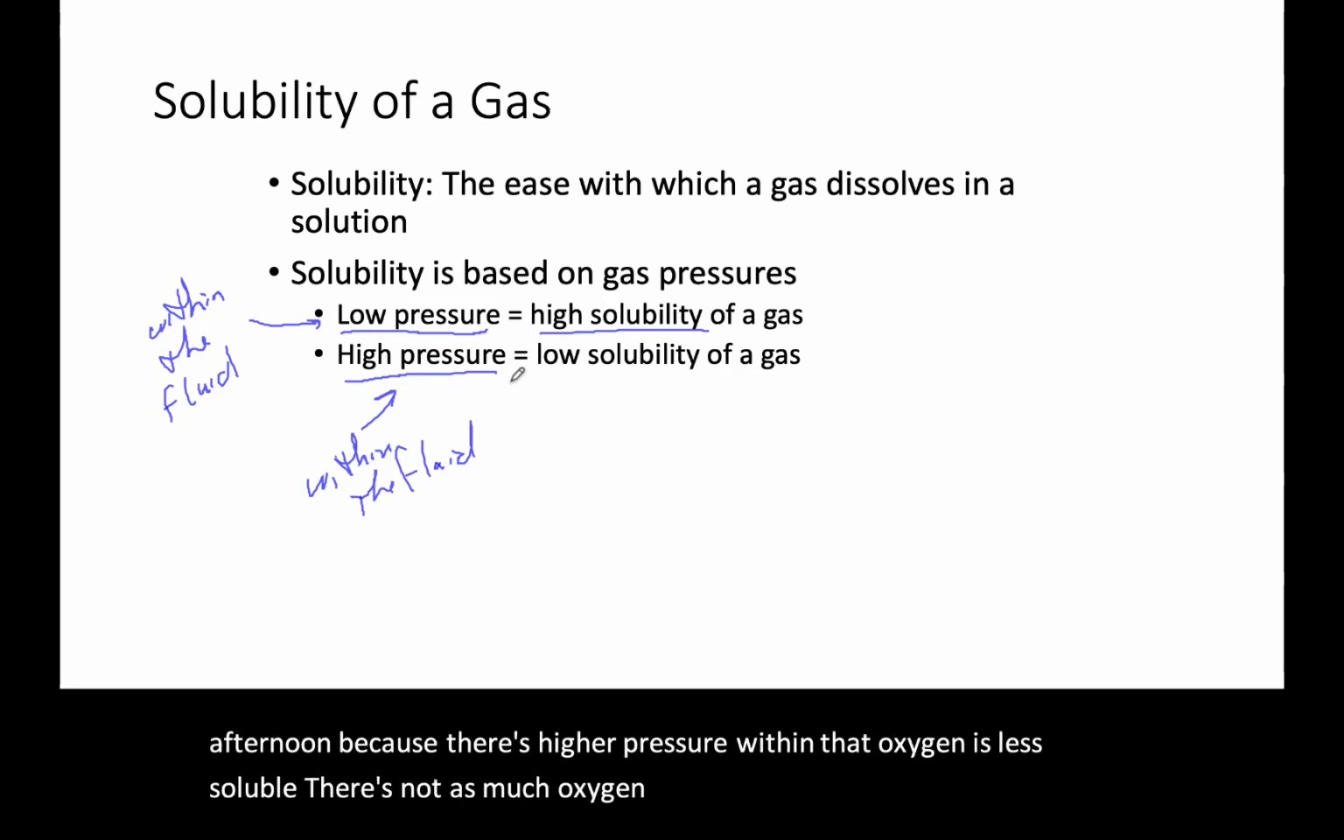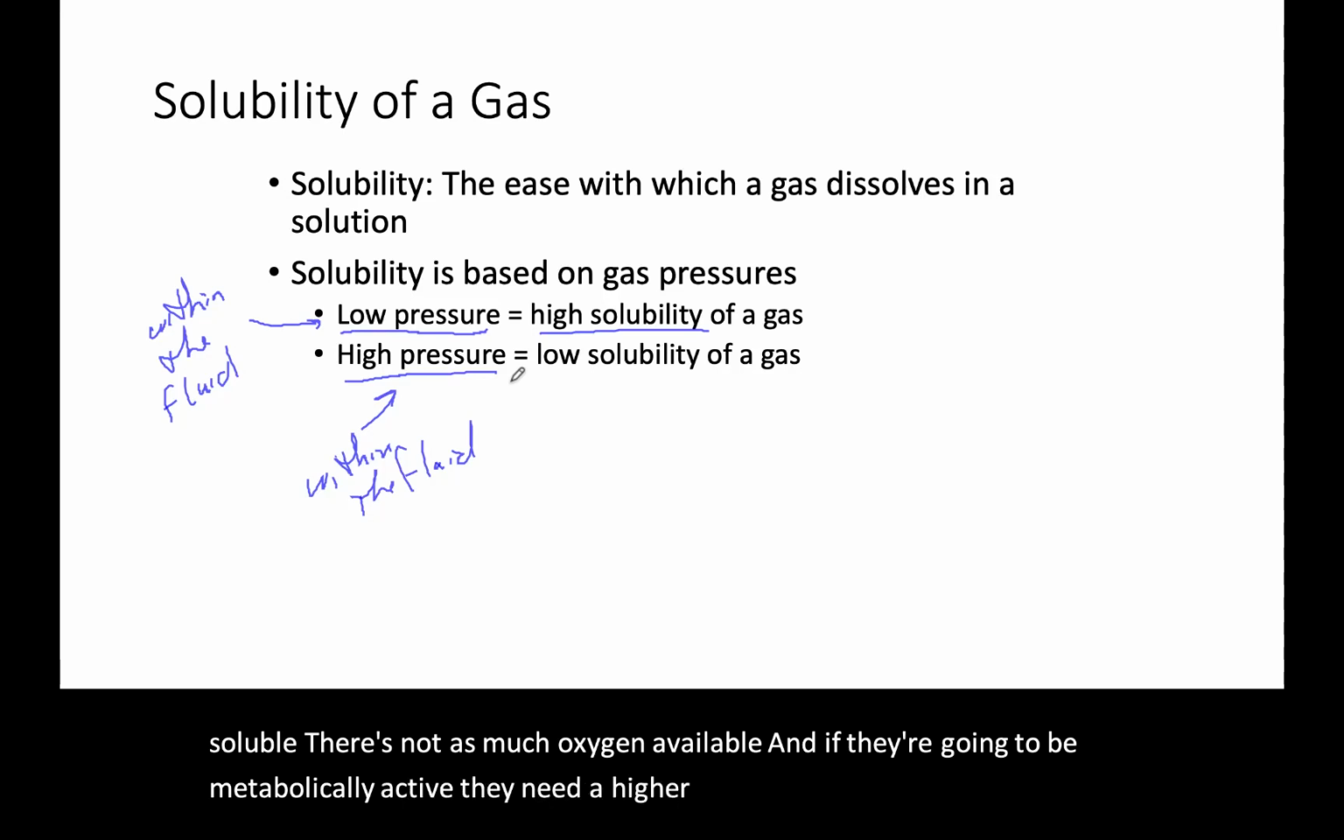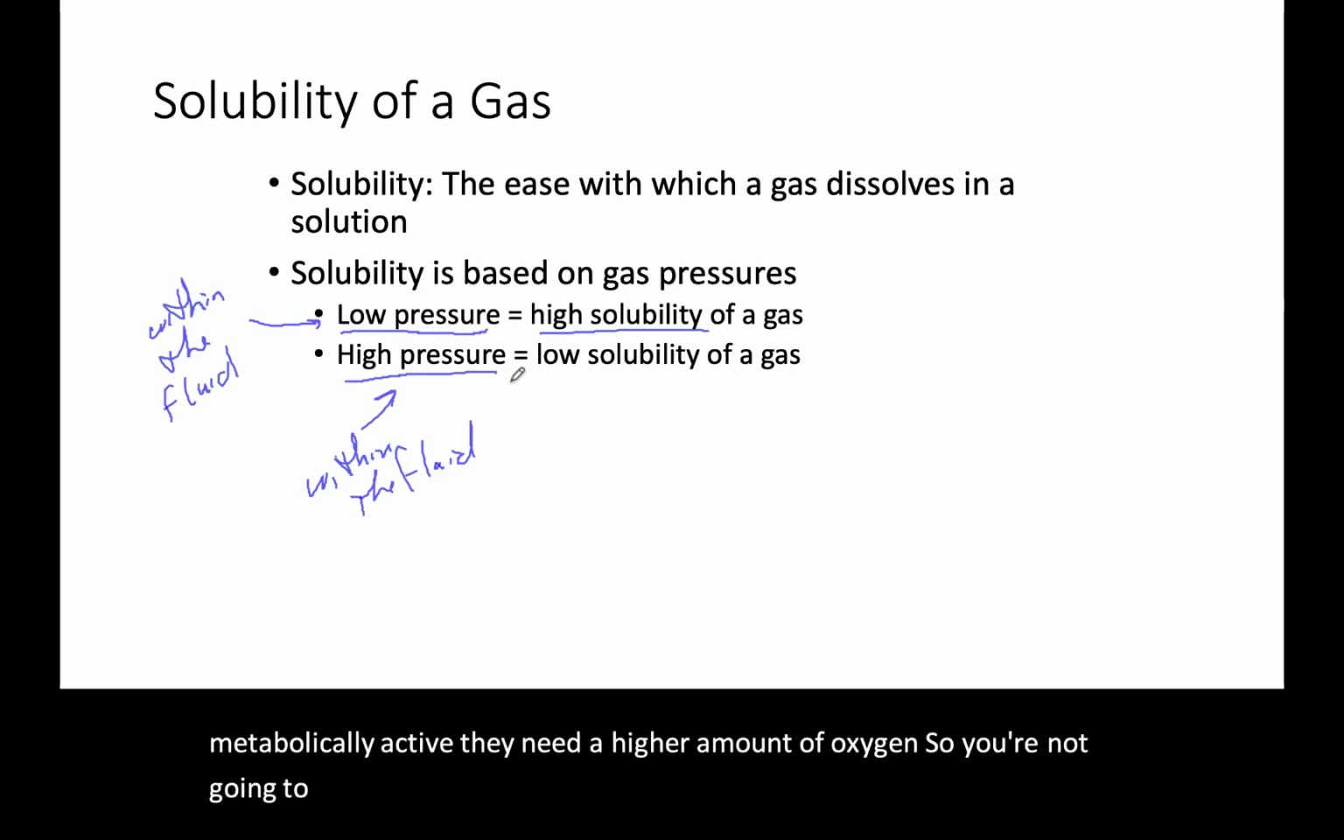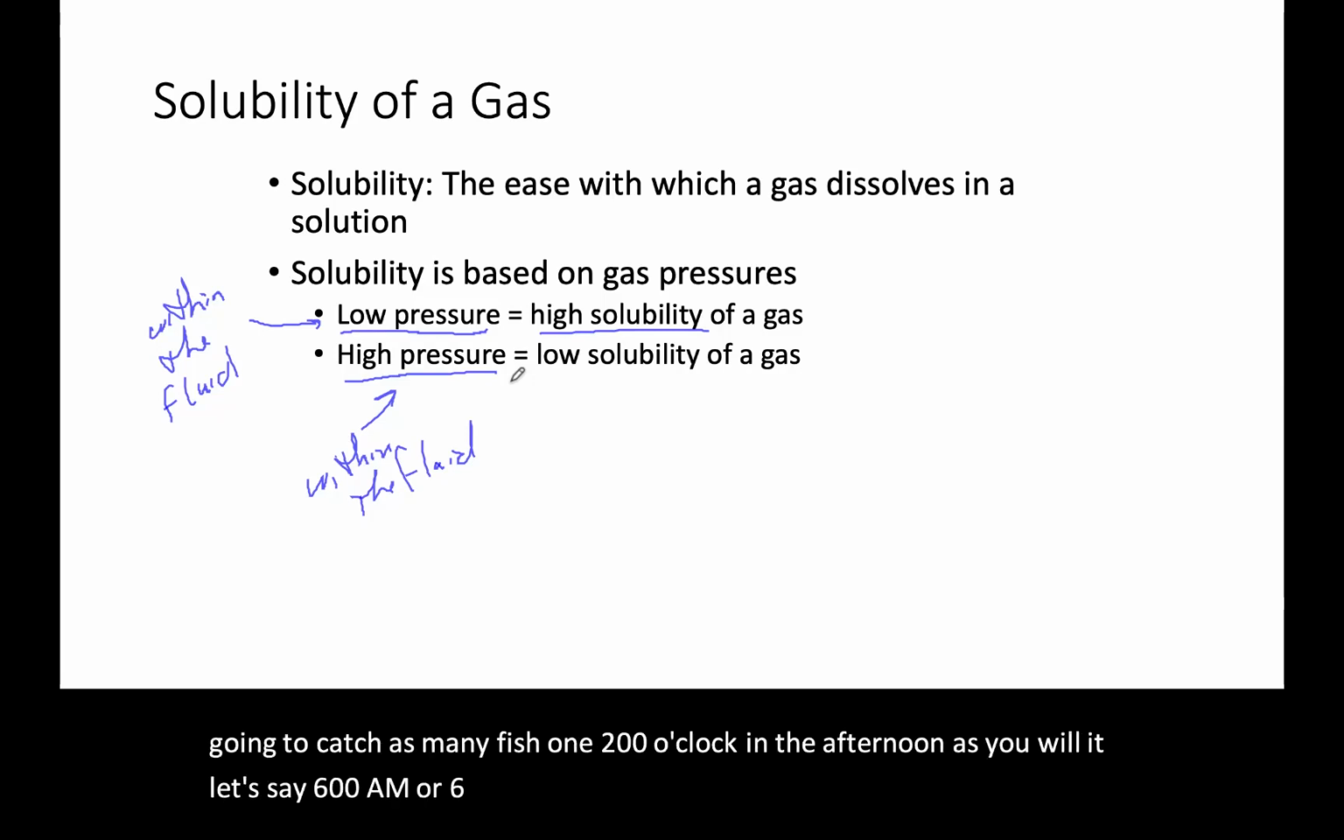And if they're going to be metabolically active, they need a higher amount of oxygen. So you're not going to catch as many fish at 1 or 2 o'clock in the afternoon as you will at, let's say, 6 a.m. or 6 p.m., because of the solubility and the availability of the gas.